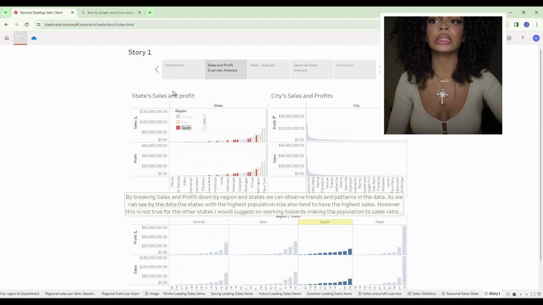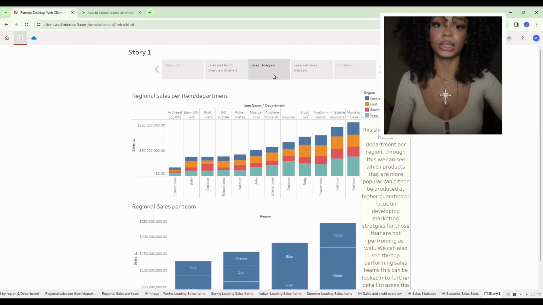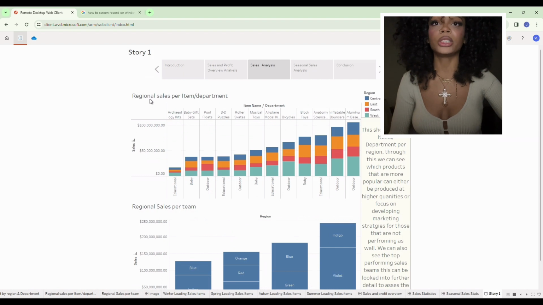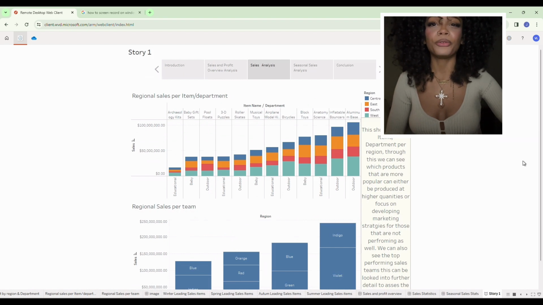Here we have the other dashboard that's about sales performance and sales teams performance. This shows the top items department per region. Through this, we can see which products that are more popular can either be produced at higher quantities or focus on developing marketing strategies for those that are not performing as well. We can also see the top performing sales teams. This can be looked into further detail to assess the sales team's performance.